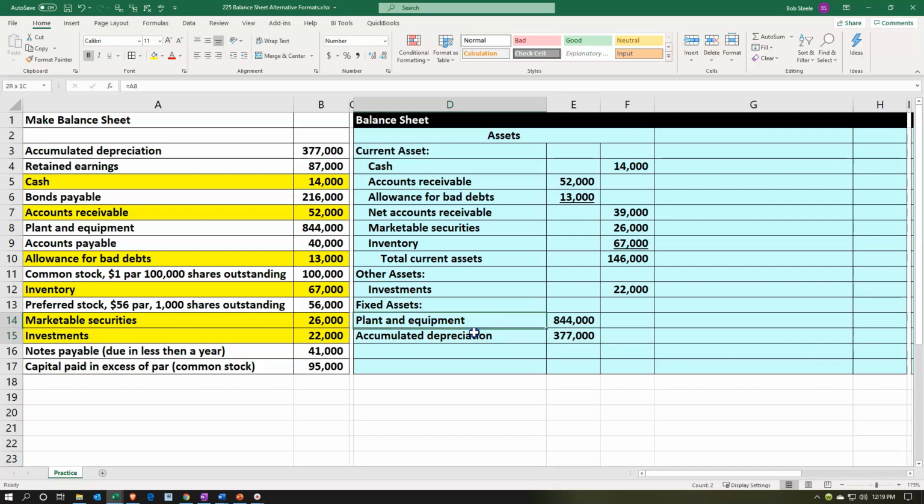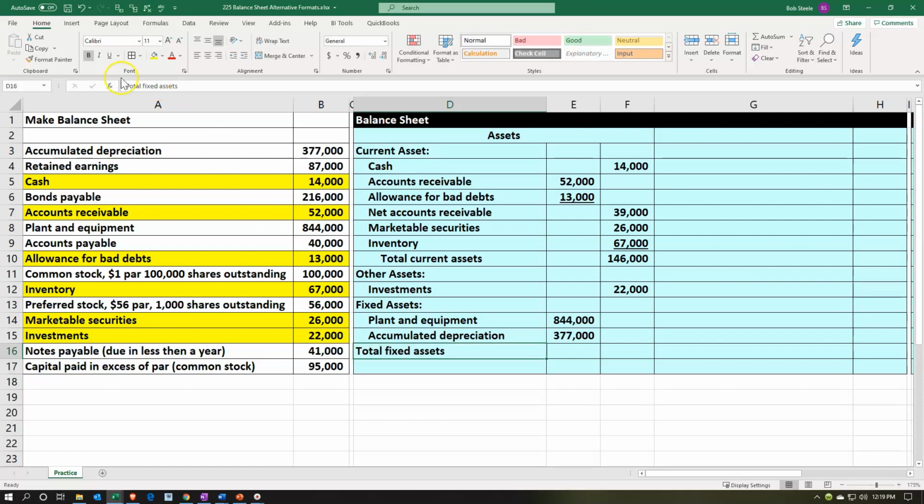Now we're going to select these two. I'm going to go to the Home tab, Font. We're going to indent that. And then we're going to have the net fixed assets, or you could just call it fixed assets total. Let's say total to keep consistent. Total fixed assets.